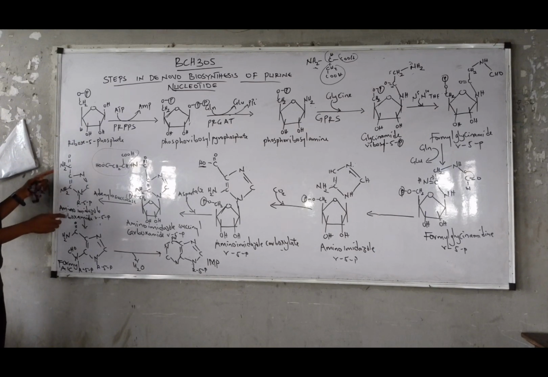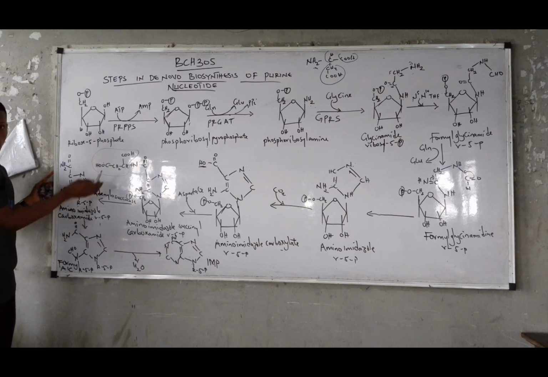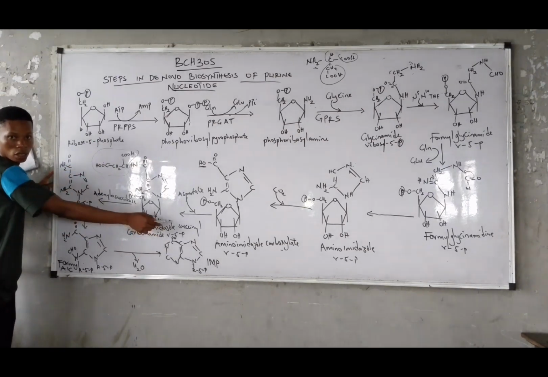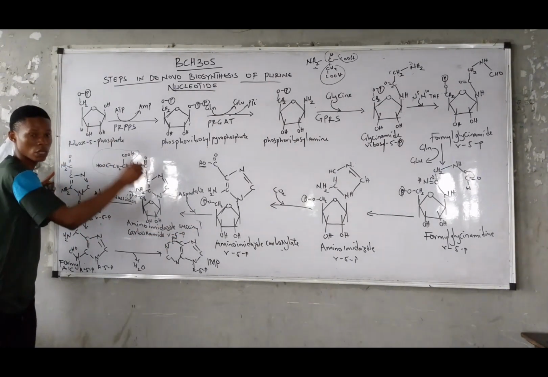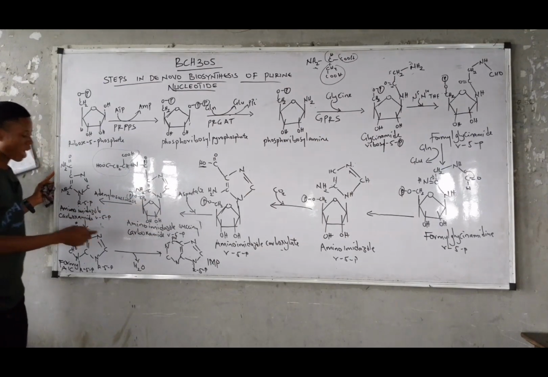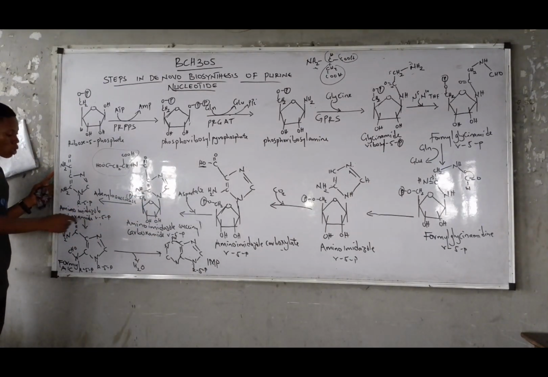And the name becomes what? Amino imidazole carboxamide ribosylate 5-phosphate. So we remove the succinine. So we just remove this. So this is the only thing leaving the name. So we are having amino imidazole carboxamide ribosylate 5-phosphate.